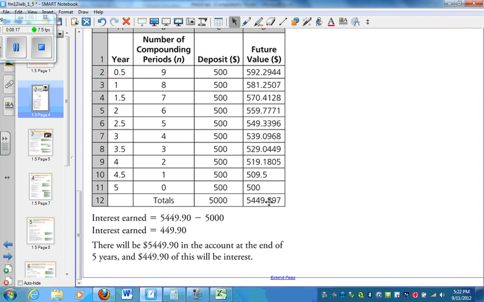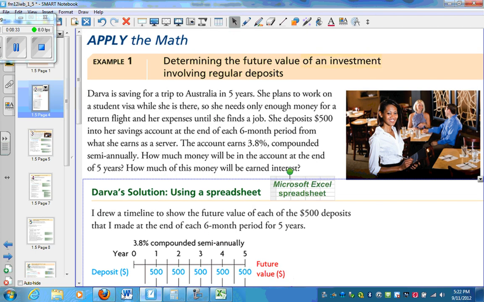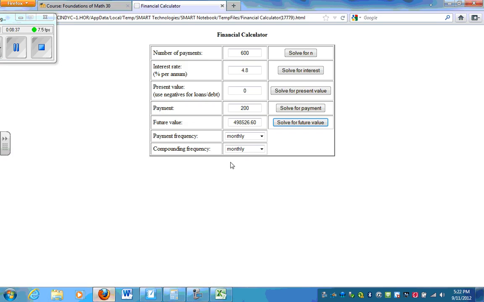Okay, let's go back to our question. So we get the same answer that she made. How much of that is interest? Well, we do how much she makes versus how much she put in. So she made $449. I'm going to show you another way that we could have done this question, and that's with something called the financial calculator. The financial calculator is on the Moodle website. It looks something like this.